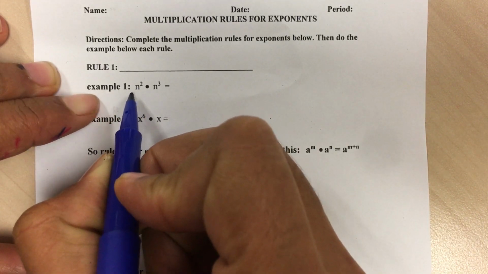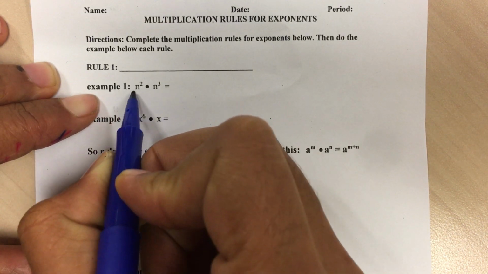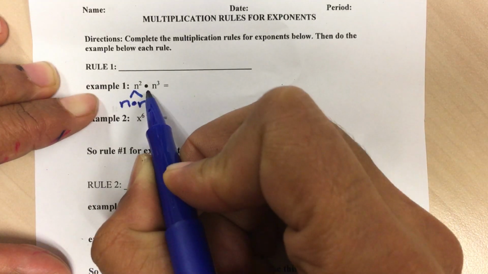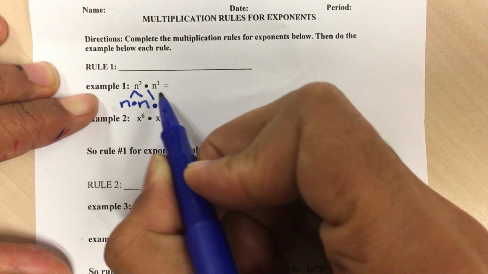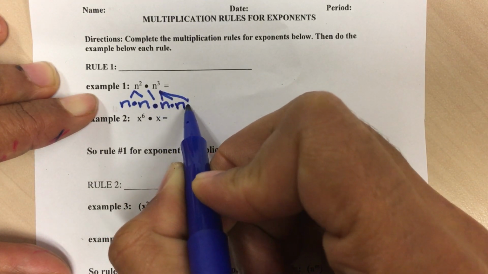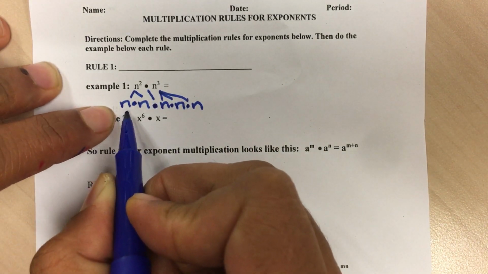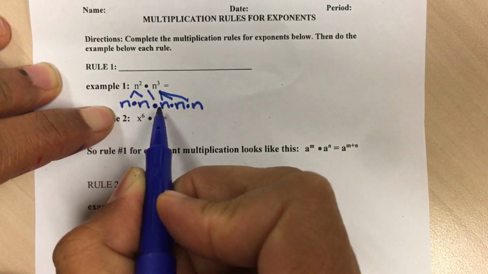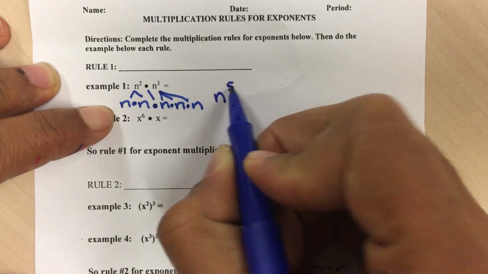So n squared, what does n squared mean? We've got n squared times n to the third power, or n cubed. So n squared means n times n. Then we've got this other times right here. Let's bring that down. And then we've got n cubed, which means n times n times n. So in all, how many powers of n are being multiplied? 1, 2, 3, 4, 5. N to the power of 5.